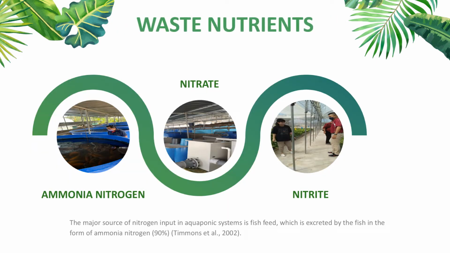So what is waste nutrient? We are focusing on these three things: ammonia nitrogen, nitrate, and nitrite. According to Timmons et al., 2002, the major source of nitrogen input in an aquaponic system is fish feed, which is excreted by the fish in the form of ammonia nitrogen. So it is 90% of it. The rest will be nitrate and nitrite.